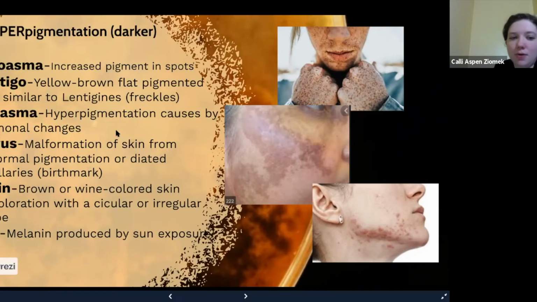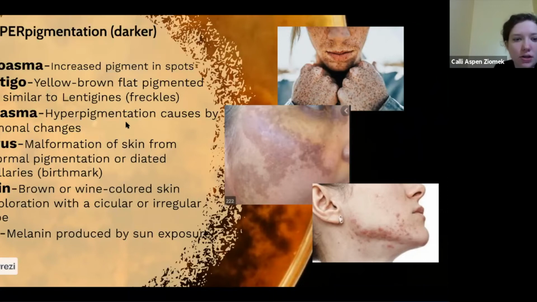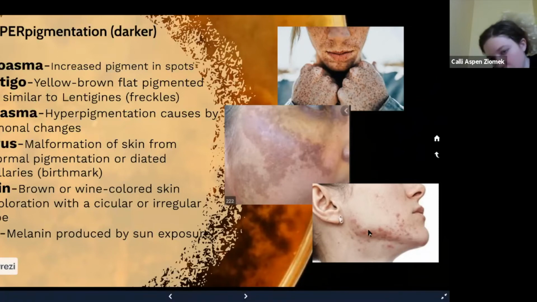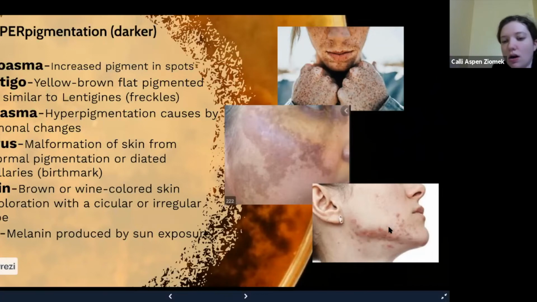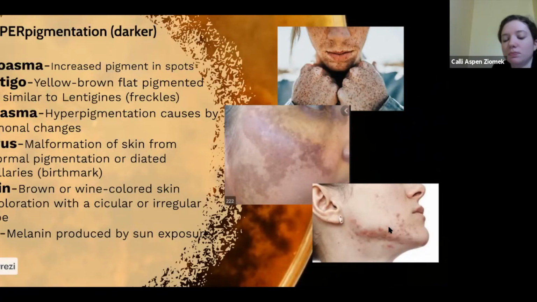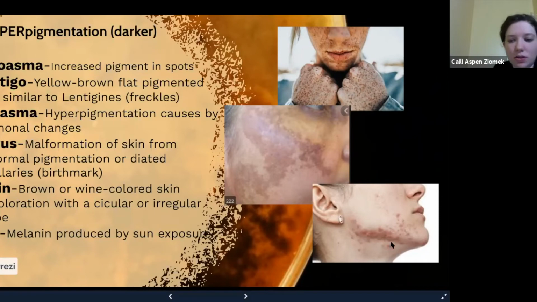Melasma is hyperpigmentation caused by hormonal changes. This one is this bottom picture here. So because of her hormonal changes of being an adolescent or getting a lot of acne, then she'll get the melasma, which is this pigmentation that you see on her jawline.